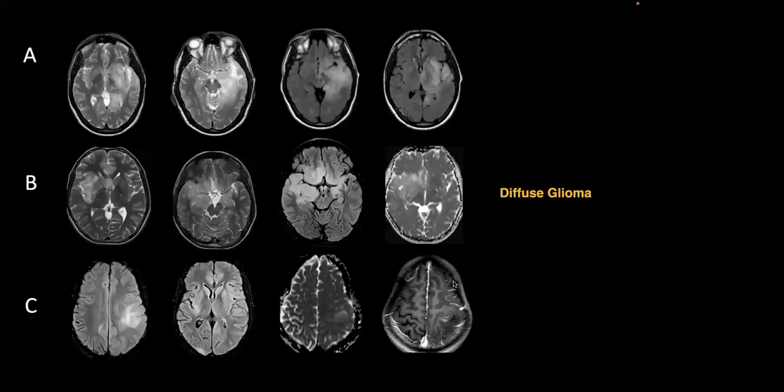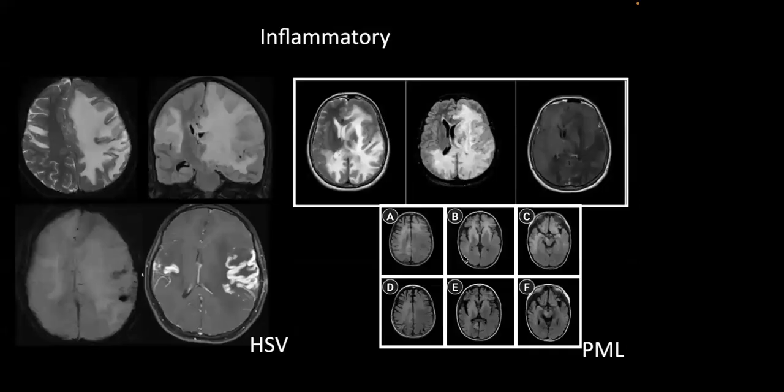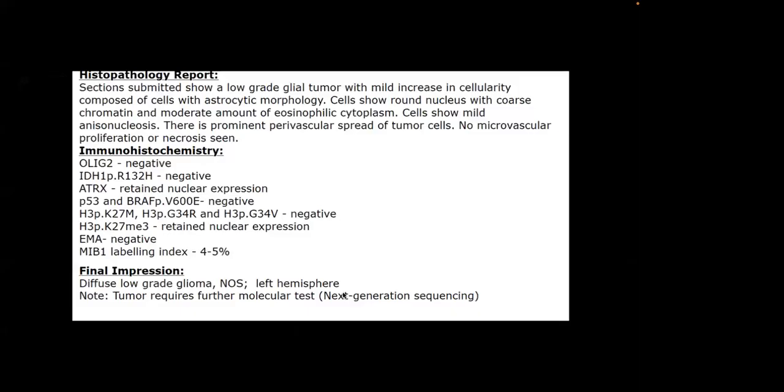We thought of gliomas as one of the possibilities. Again, inflammation was another consideration. Biopsy was done, and the final impression was diffuse low-grade glioma of the left hemisphere, and next generation sequencing was suggested. So that's the follow-up of that case. If anyone wants to add any comments to it.